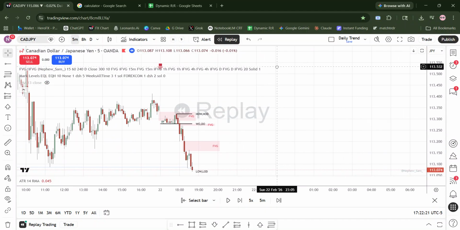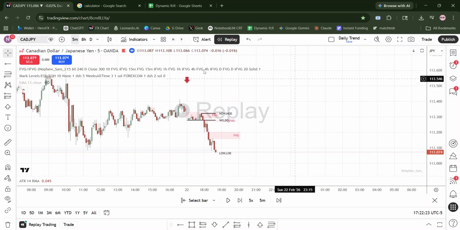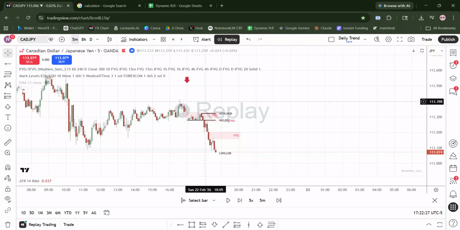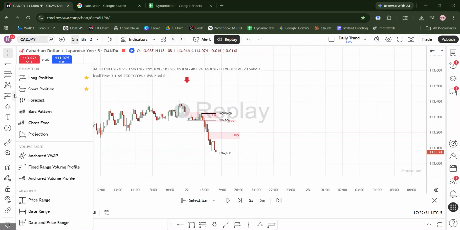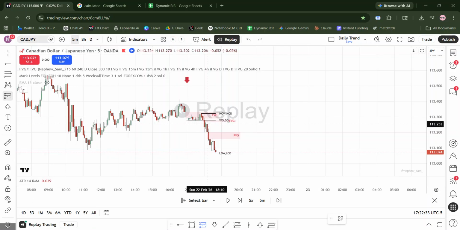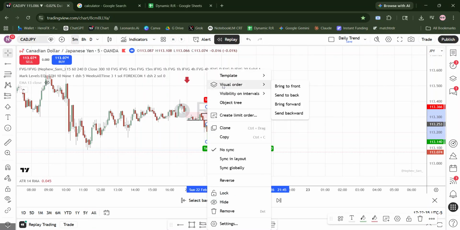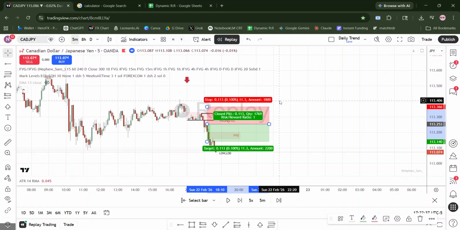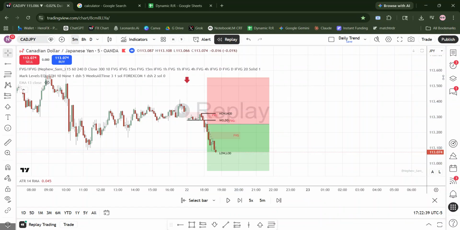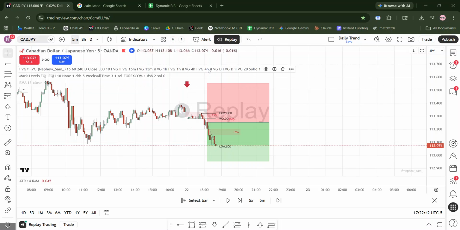I'm going to see if this would have been in our time frame, this pair here, this candle here. At 18:05, that would have been fine. So we do a short here, and I'll do 30 to 30. All right, so that would have been our first entry right there.